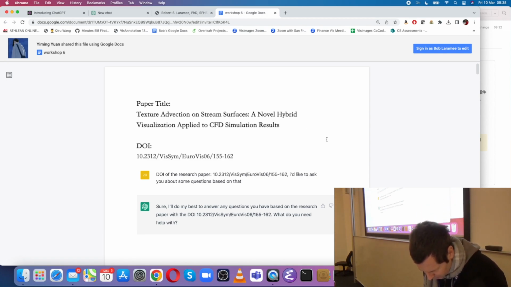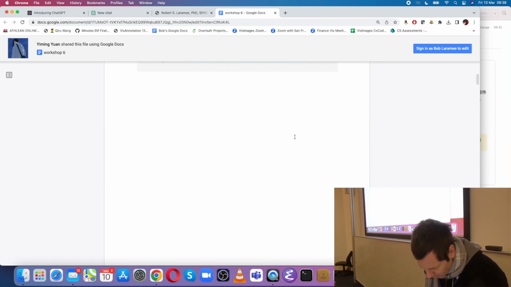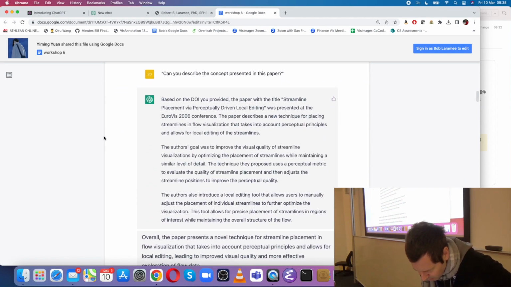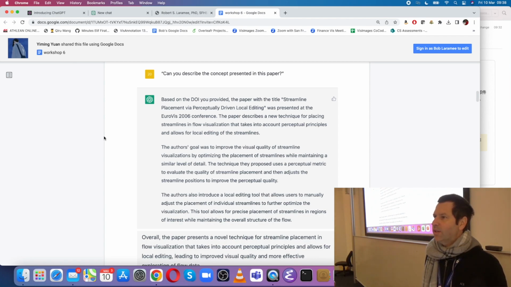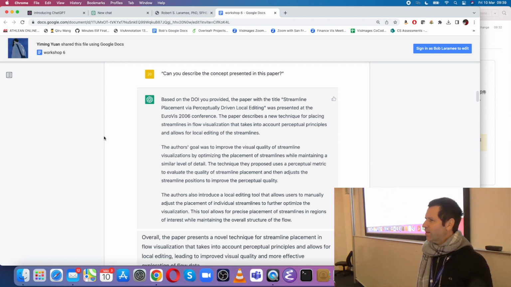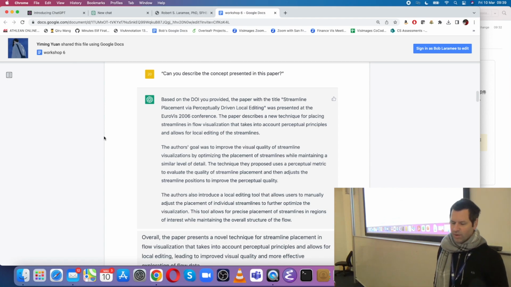Okay, so let's see what it says. Can you describe the concept presented in this paper? Okay, let's have a look. Okay, so yeah, there's a problem there. I'm surprised. I don't understand that. Why would ChatGPT get the wrong paper? Yep, okay, so that's the same problem I had. I gave it a DOI, and it gave me the wrong paper back.